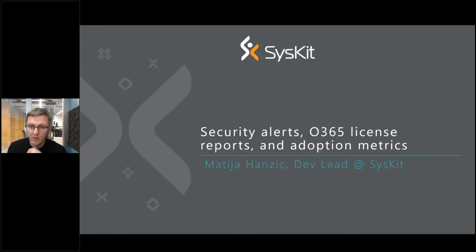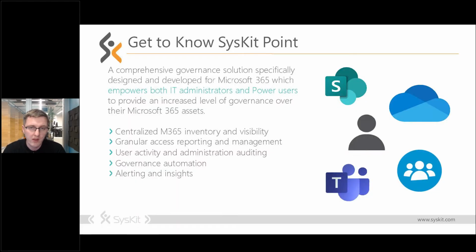So today we are mostly going to talk about what's new in Syskit Point version 18. But first, for those of you who are new to Syskit Point, just a quick recap. Syskit Point is a governance tool for Office 365. It will give you comprehensive reports on what is happening on your entire environment. And it will do so in one centralized location, a web application where you can see all the stuff you would usually have to see in different admin centers. It covers SharePoint, Microsoft Teams, OneDrive, Office 365 groups, even Yammer.